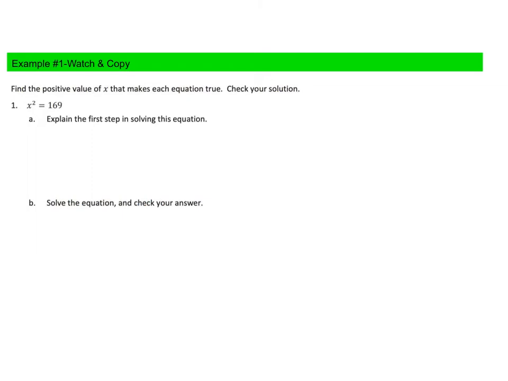All right, example 1 says find the positive value of x that makes each equation true. Check your solution. x squared equals 169. So I'm just going to rewrite this right here. I'm trying to solve for x, so I want to get x by itself. Right now it is not by itself, it's being squared. So the first step in solving this is to take the square root of both sides.